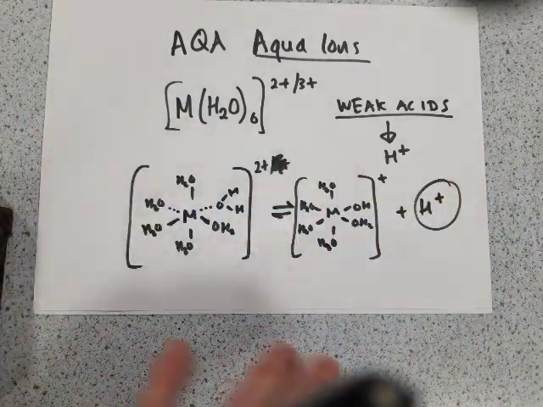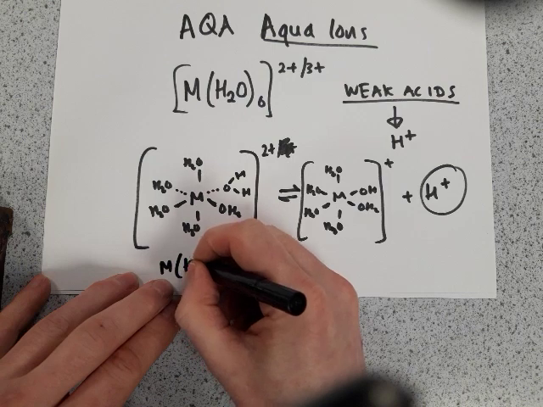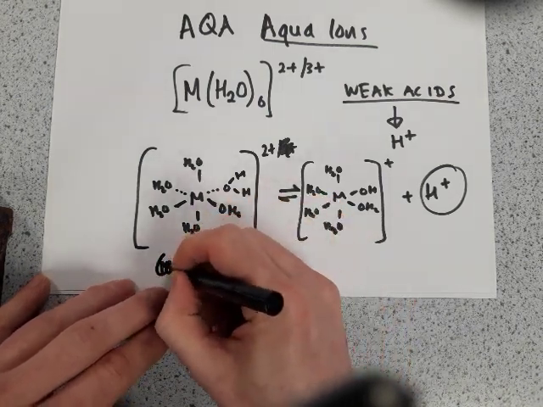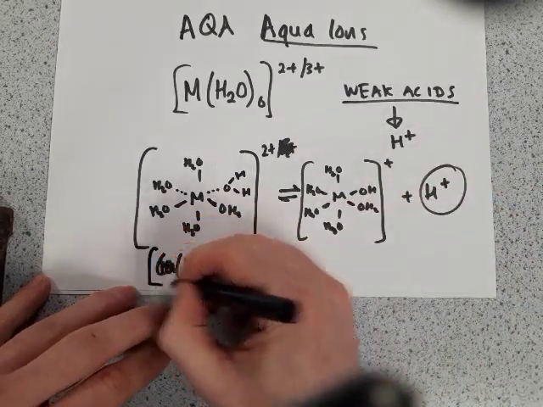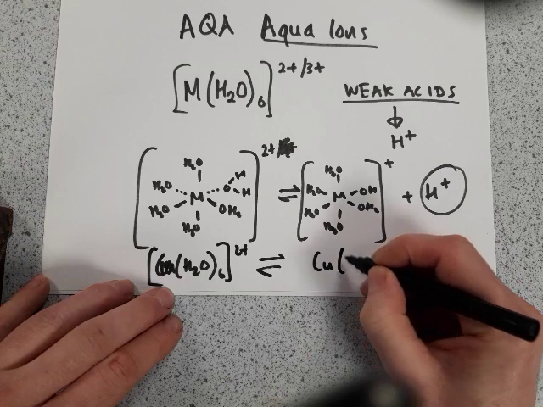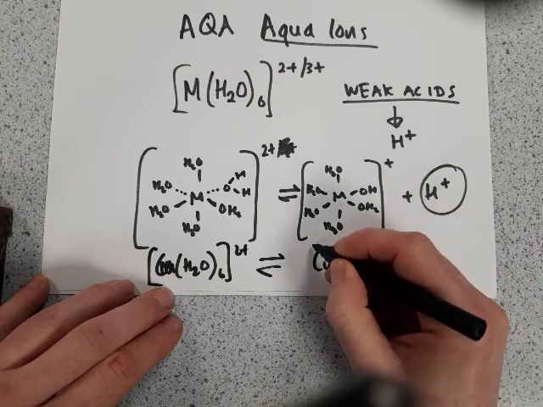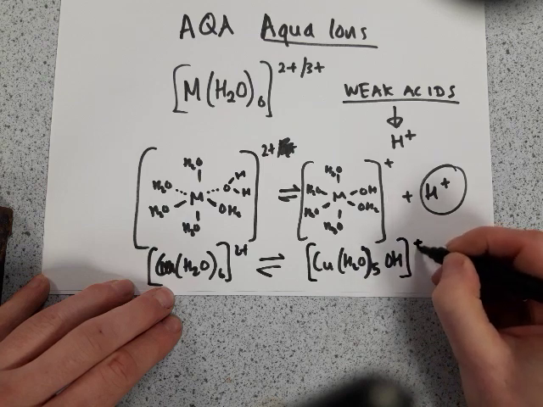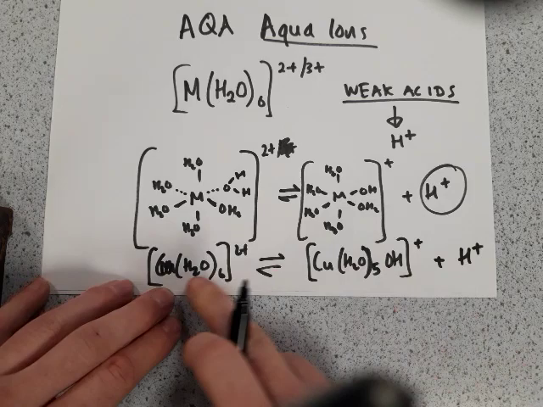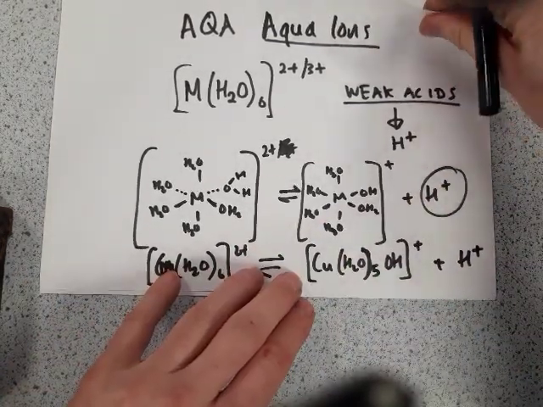You could be asked to write the equation. You might want to draw it like this, but more often than not, you would draw it like this. Metal, H2O 6 times. Actually, I'm going to go with copper, for example, Cu(H2O)6 2+. Write an equation to show how it acts as an acid. You go [Cu(H2O)5(OH)]+ in square brackets, plus H+. So, metal aqua ions are acidic. This is important from where we're going with this.